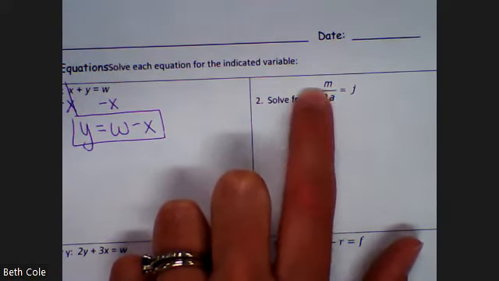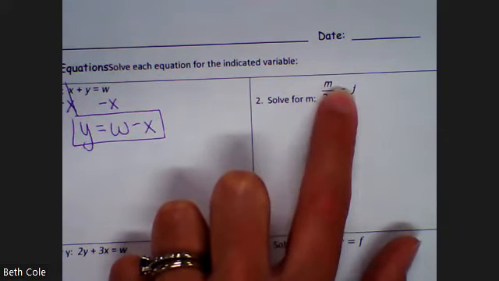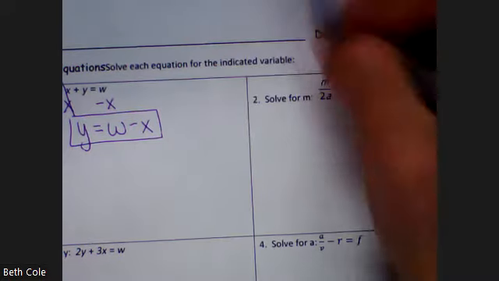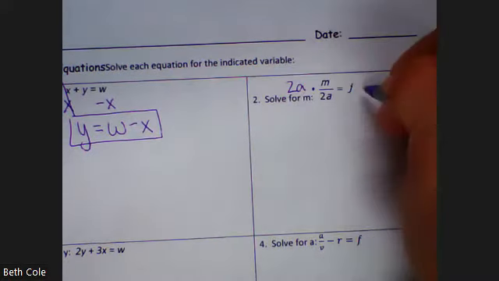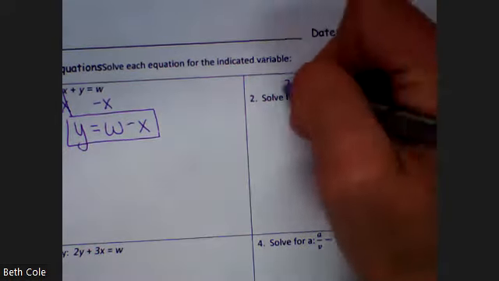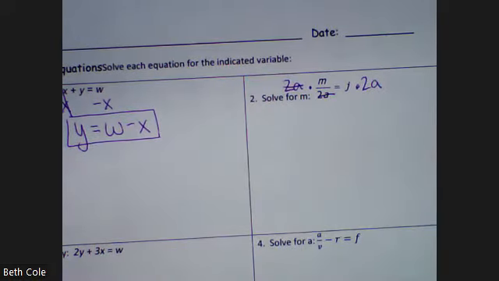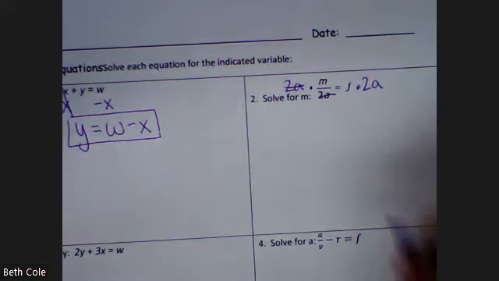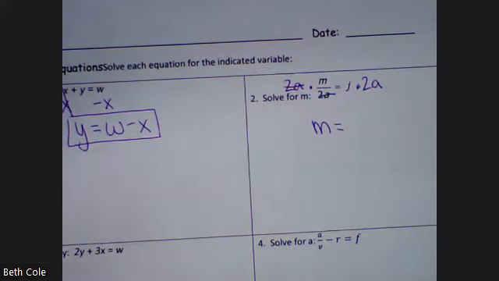What does this bar mean? Opposite of division? Multiply. We're going to multiply by 2A on both sides to make the 2A cancel. So you would get M equals, now I frankly don't care what order you write this stuff in, but you know how you usually see the coefficient first?